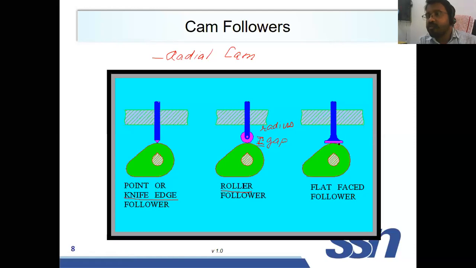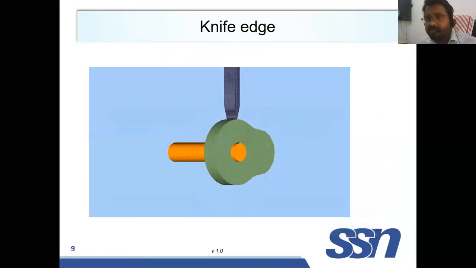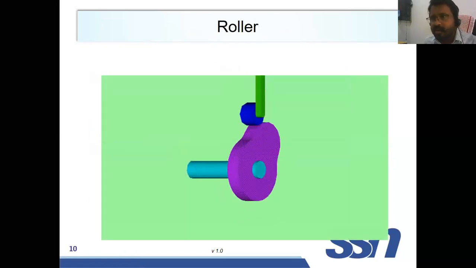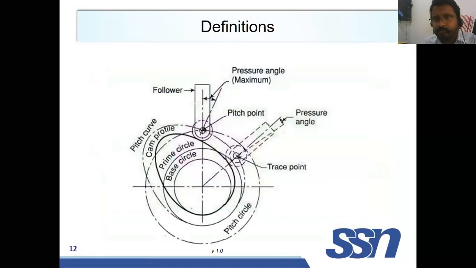So the flat face follower is like this. Here the pattern is like tangentially it is going. Okay. So we'll move forward, because we have already seen this. I have shown all this knife edge follower to you, so I need not tell you again. Roller follower and flat face follower. You have already drawn this nomenclature and all. So no problem.